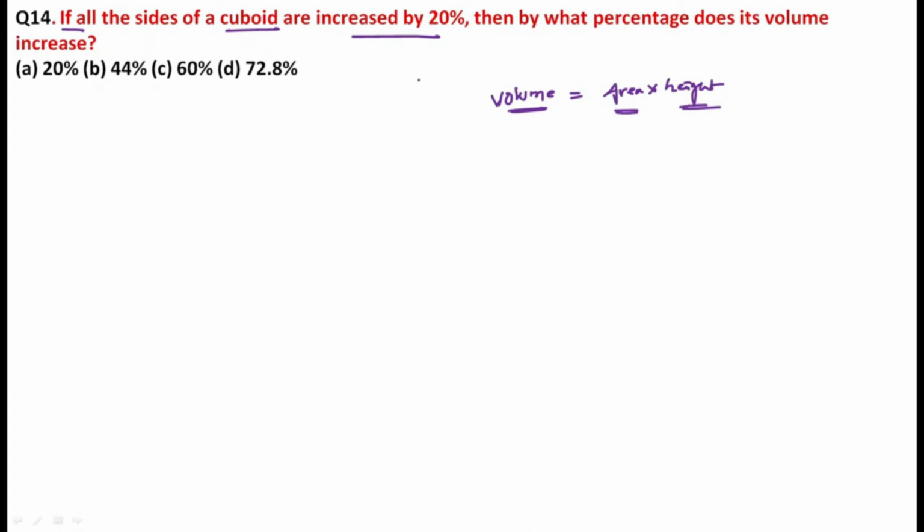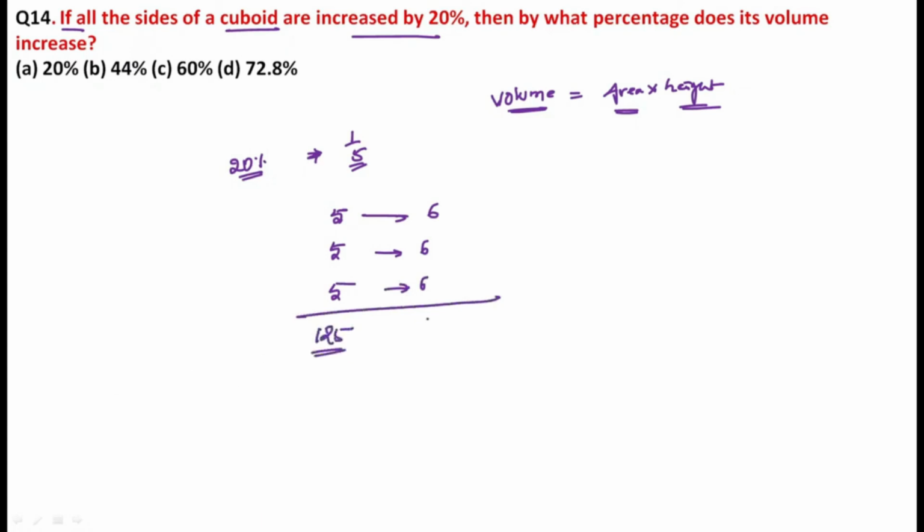Now see, I just consider everything increases by 20%. What is the meaning of 20%? 20% value becomes 20 by 100, which becomes 1 by 5. So what does it mean? If initially it is 5 units, now it increases by 1 unit and becomes 6. Again, breadth also increases by 1 unit and the height also increases by 1 unit. Now the initial volume is 125 units, and the later volume is 216.